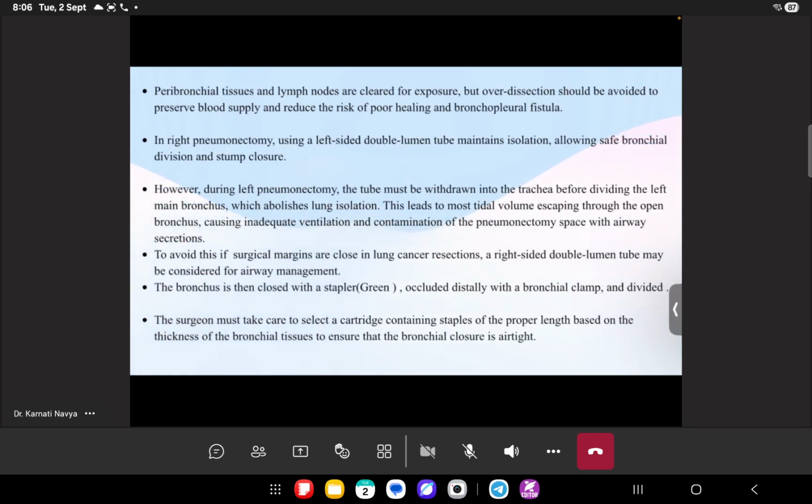To avoid this, if the surgical margins are close to the lung cancer resection, a right-sided double lumen tube may be considered for airway management. The bronchus is then closed with a stapler; a green cartridge stapler is used for the bronchus. It is occluded distally with a bronchial clamp and then divided. The surgeon must take care to select a cartridge containing staples of the proper length based on the thickness of the bronchial tissues to ensure that the bronchial closure is airtight.